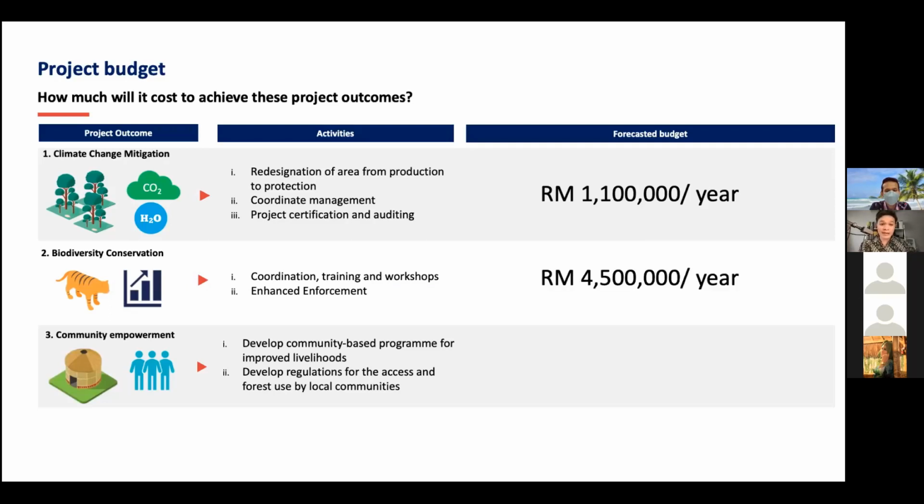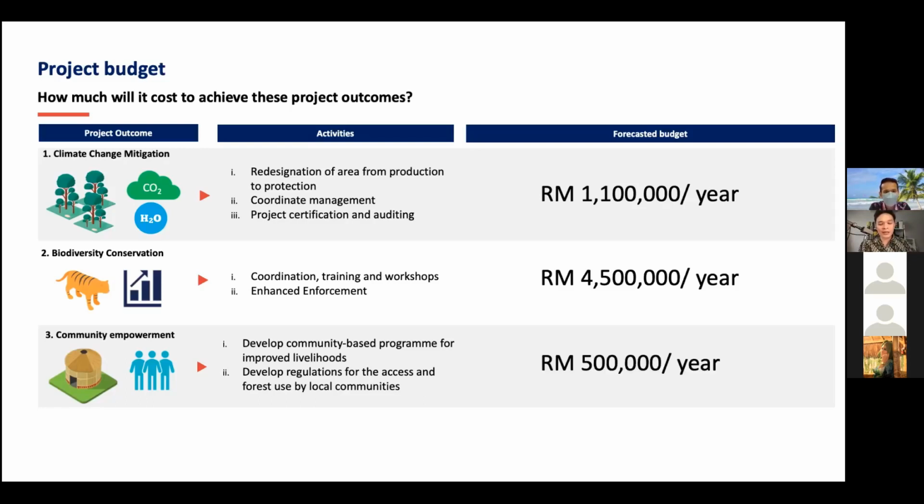For BioD, it's very expensive, 4.5 million per year. Why? It's a very important habitat and landscape. So we prescribe the most hardcore protocol for enhanced enforcement. Okay, jadi andaian in front of you is the highest cost we expect to manage the area for protection.